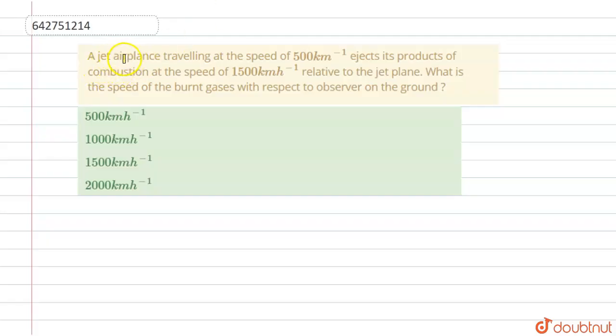Hello students, here is a question. A jet airplane traveling at a speed of 500 km per hour ejects its products of combustion at the speed of 1500 km per hour relative to the jet plane. What is the speed of the burnt gases with respect to observer on the ground?